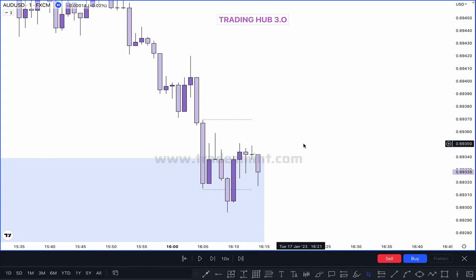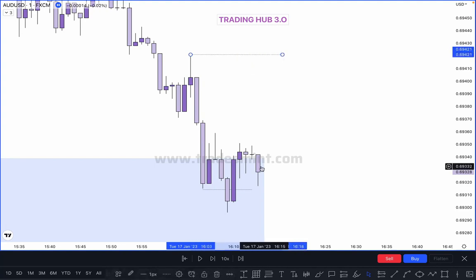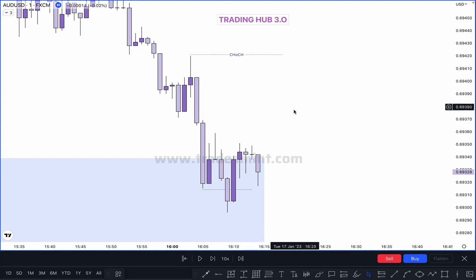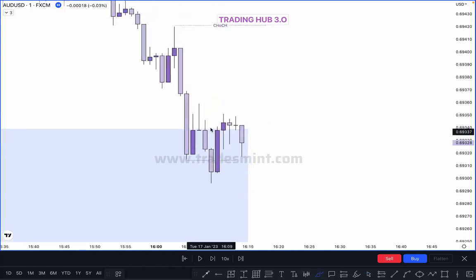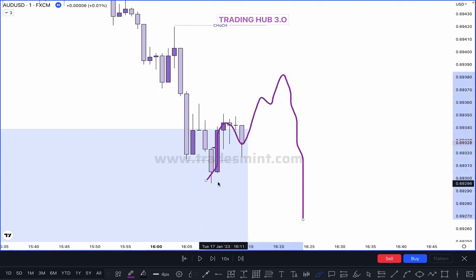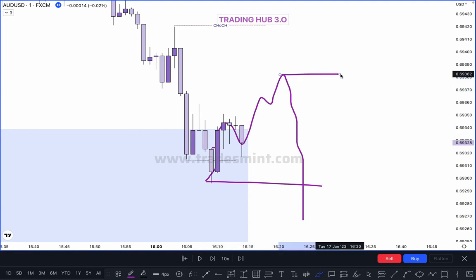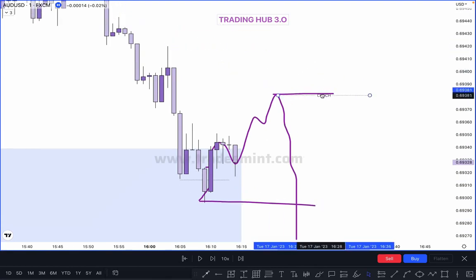Okay, so where is our first pullback? First pullback is here. So this one is our change of character. Price must break this high. If the market breaks this high, then definitely we can take entry here. If the market does not take out this high, and creates another pullback, possibly here, because the market broke this high, so this becomes our valid pullback, and the market can go higher and push downside like this. So this high becomes our new change of character, something like this.